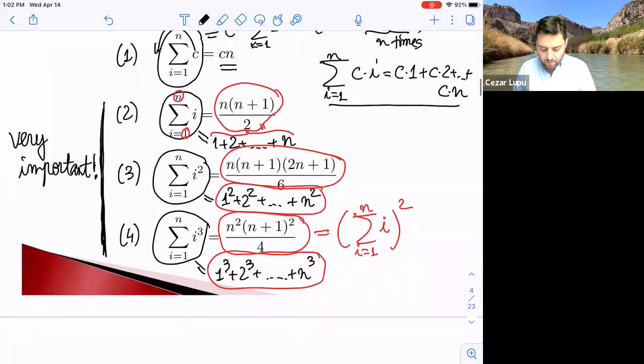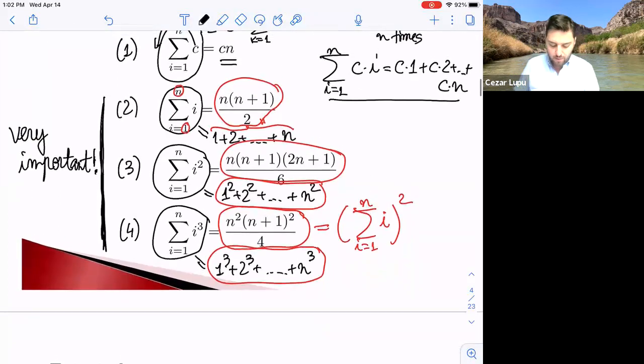Now let me write them again here. So the first one, let me write S1, I'm going to write it in this way, is the sum from k equals 1 to n of, or let me stick to the notation with i.